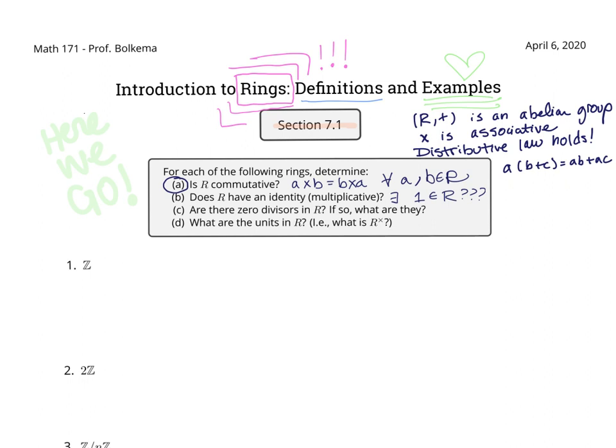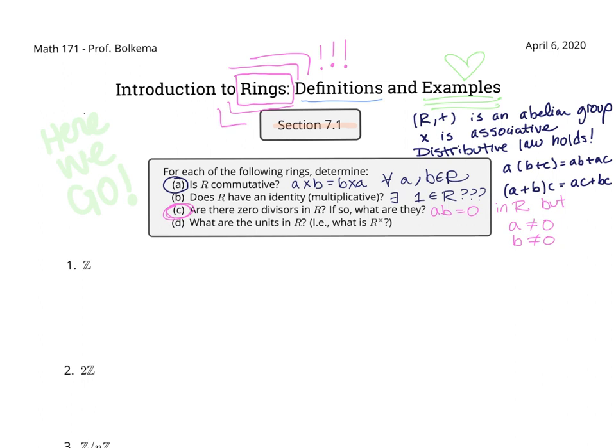Then we're going to ask about zero divisors. So rings are potentially kind of wild. We can have two non-zero elements that multiply together to give us zero. Yes, you heard that right. Zero divisors, two non-zero elements whose product is zero.